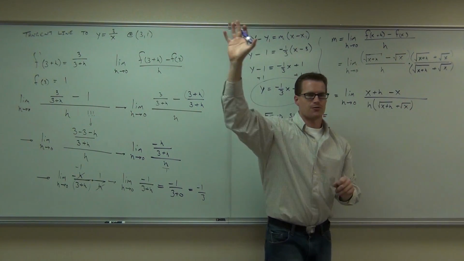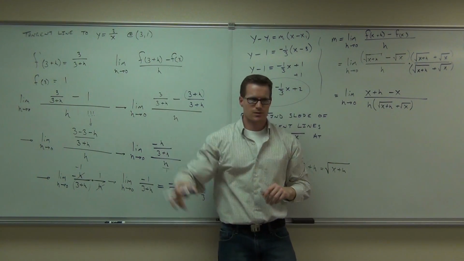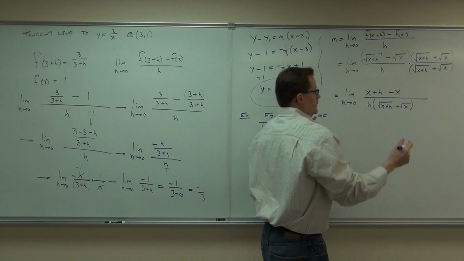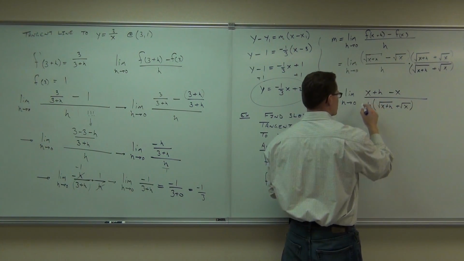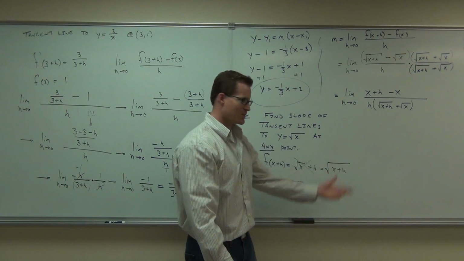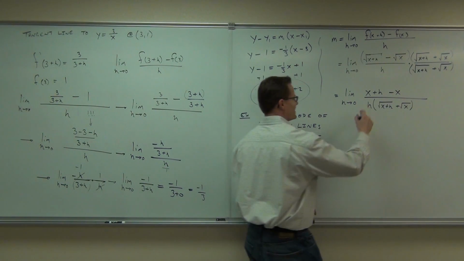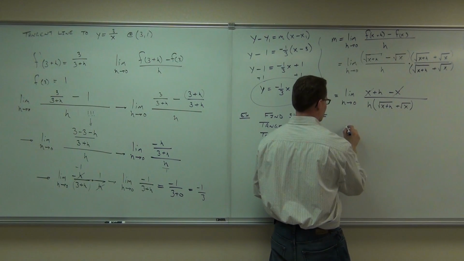Show of hands how we made it that far. Great, what happens? Yeah, we have positive x, negative x. That's kind of what you need to happen, right? So those are gone.